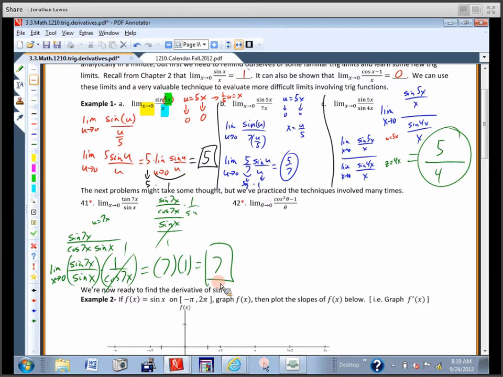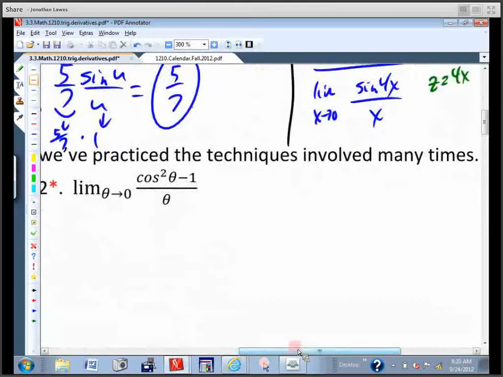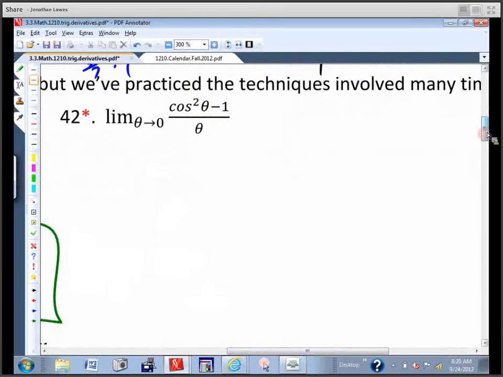Okay? Again, a little bit of algebraic manipulation and then using a familiar limit. Something that looks like, my gosh, we've seen that before. That wasn't too bad. Okay, any questions there? Sure? Okay, let's take a look at 42 then. Ideas on that one?